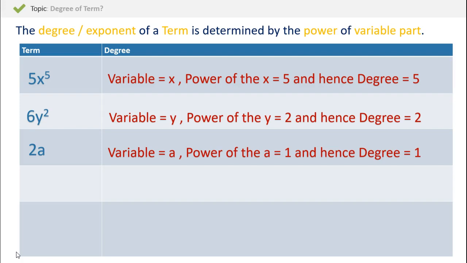So we looked into three terms, and we looked at identifying what my variable part is, and then what the power of the variable is, and that gives me the degree of a term.